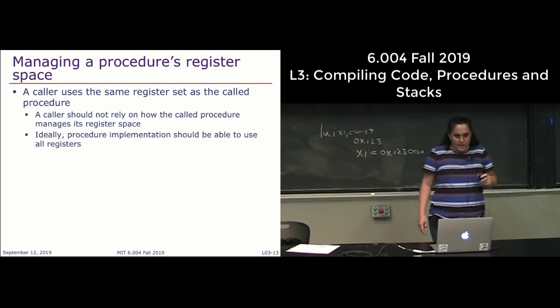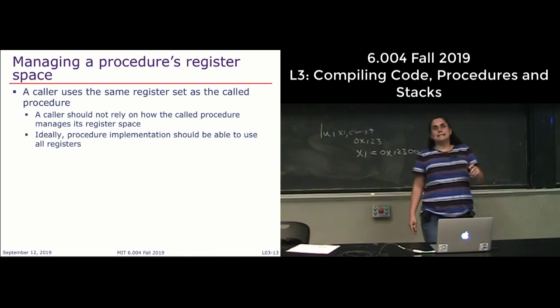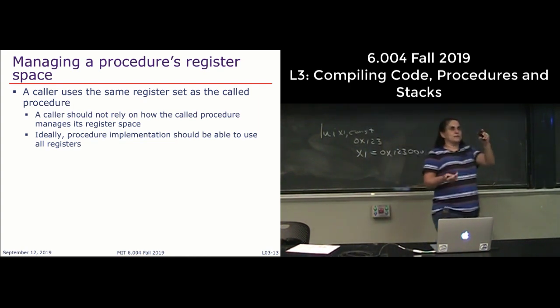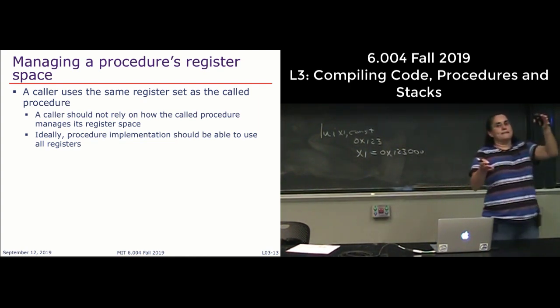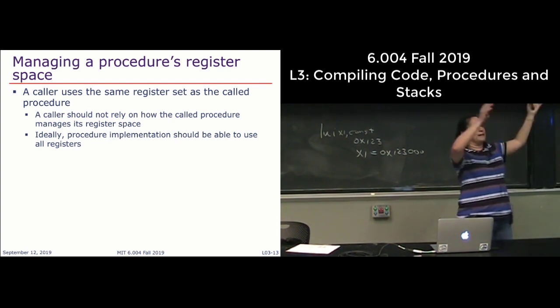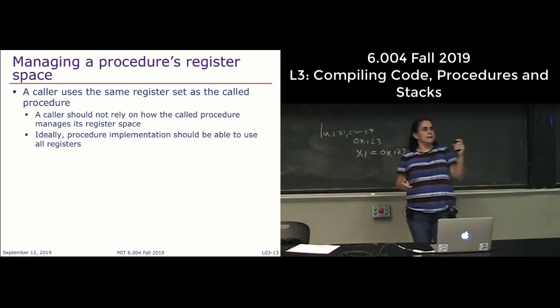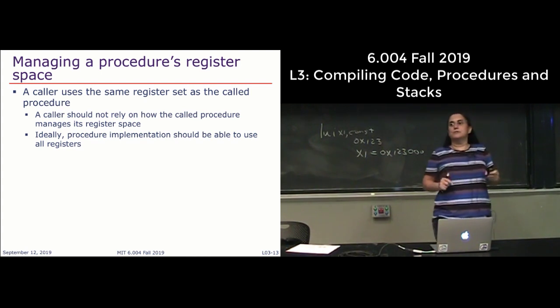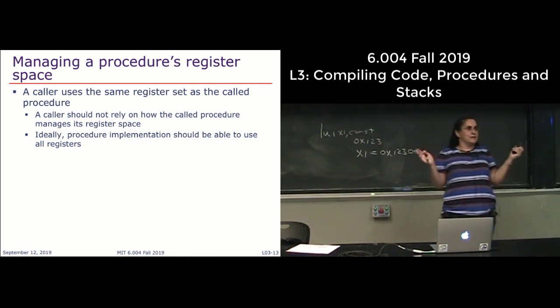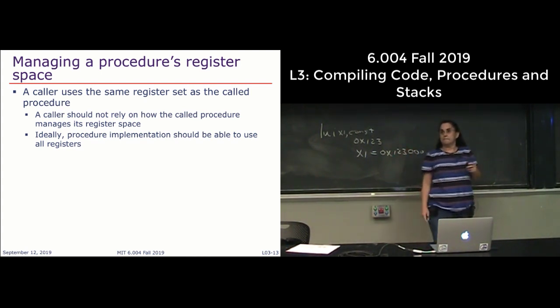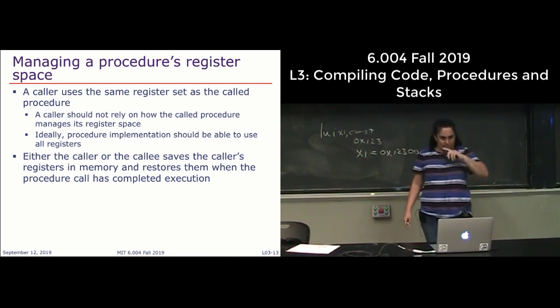Okay? And also, ideally, when we write a procedure, we'd like our abstraction to be that I don't have to think about everything else that's running in this larger program. Ideally, my procedure should be able to use all of the registers as if it's the only thing running. Okay? So how can we achieve that?